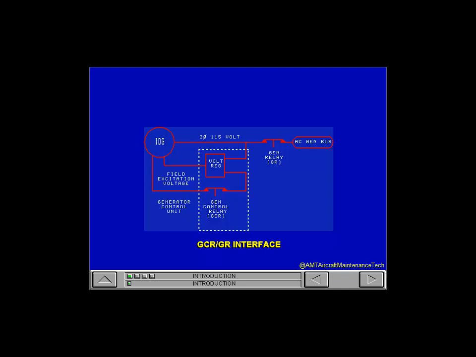This graphic shows the interface between the generator control relay and the generator relay. Each integrated drive generator supplies electrical power to its related bus. The generator connects to its bus through the generator relay, now shown on the screen. When the generator relay closes, generated voltage goes to the generator's related bus, where it is available to supply the system. When the generator relay is open, power cannot flow to the bus.